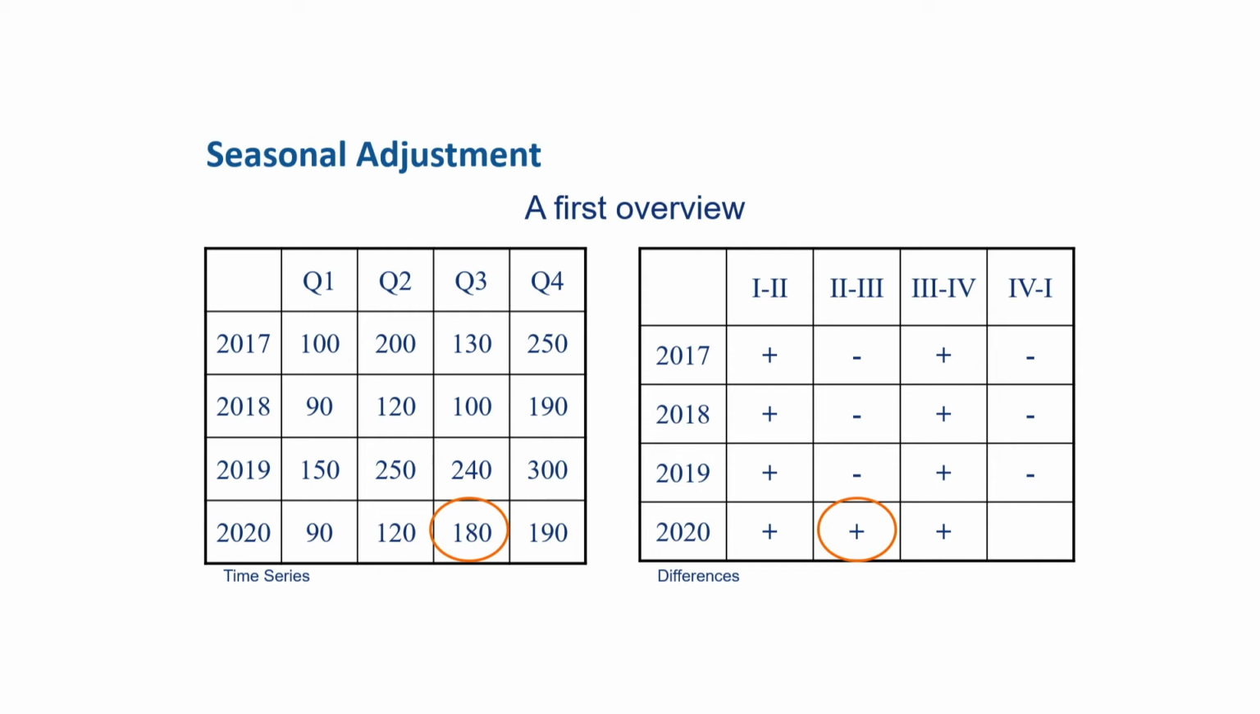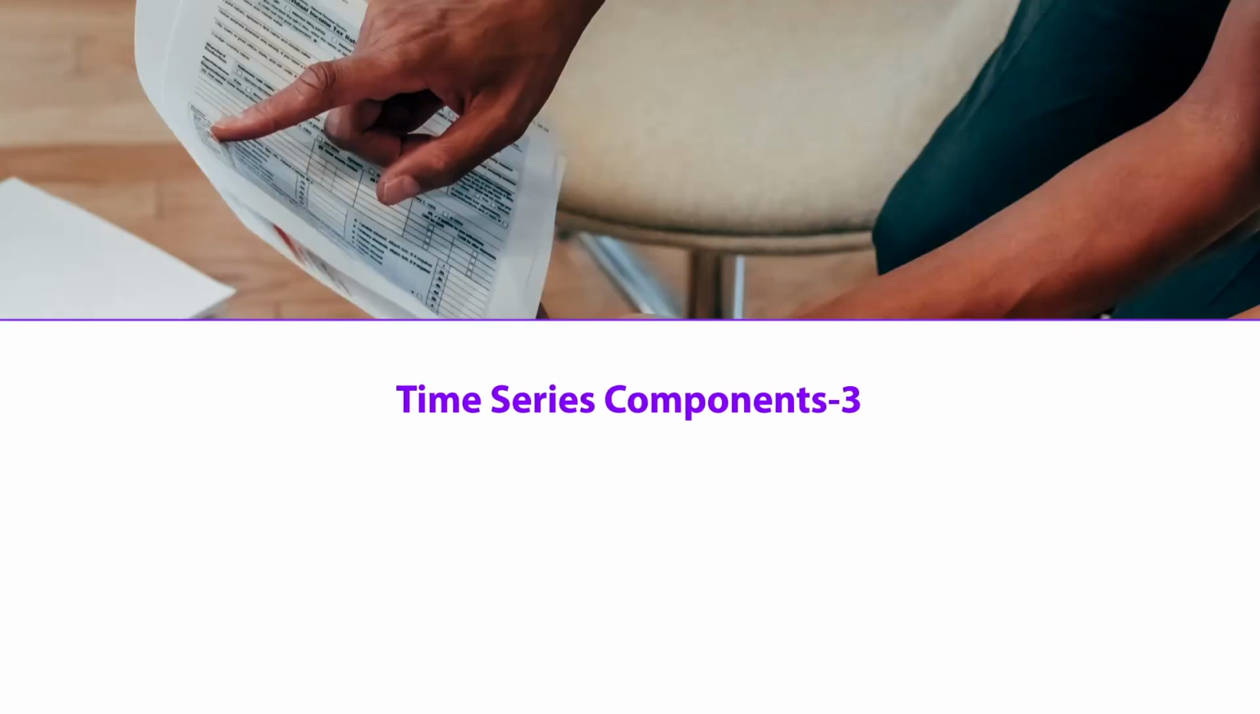So this is the manner by which we have done it, and then we have taken from third to second quarter in the same manner. So 130 minus 200 gives a negative figure, and 100 minus 120 gives again a negative figure. So now what you observe is that the negative value comes. So this is called seasonal adjustment.